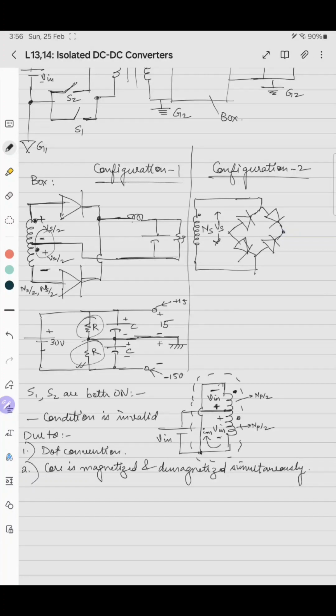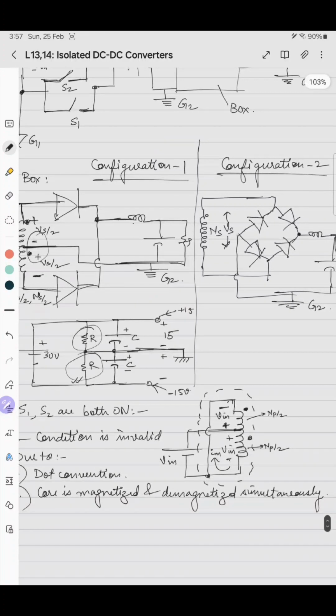And this we can use as a full bridge diode, with this as G2. So configuration 1, in configuration 1 there is a center tap even at the secondary.